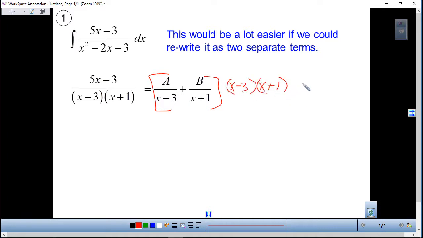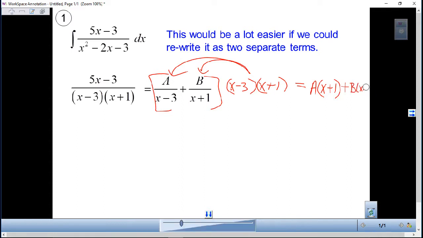Now, when you do that, you've got to distribute it to the two different parts here. And if you multiply x minus 3 times x plus 1 times A over x minus 3, you're going to end up with A times x plus 1. And if you multiply x minus 3 times x plus 1 times B over x plus 1, the x plus 1s would cancel out, and you'd end up with B times x minus 3. So with that, you could actually go through and solve. And all you're worried about is the numerator.